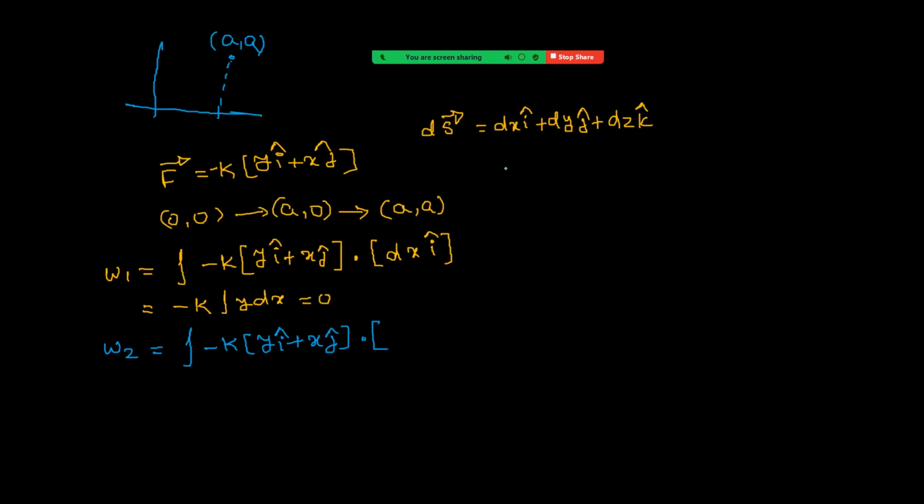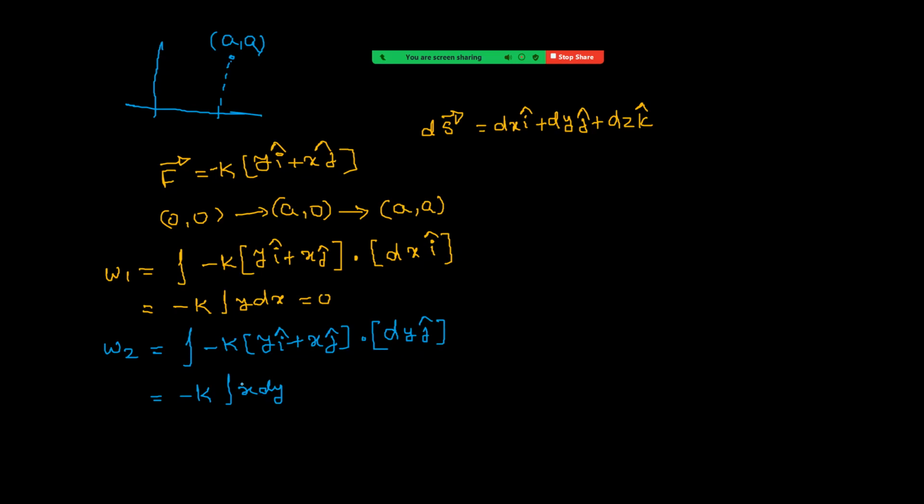Therefore, in place of ds bar, we take dy j cap. Then see what we get. Take minus k outside. Integration of i cap dot j cap, that is 0. j cap dot j cap, that is 1. So remaining is x dy.